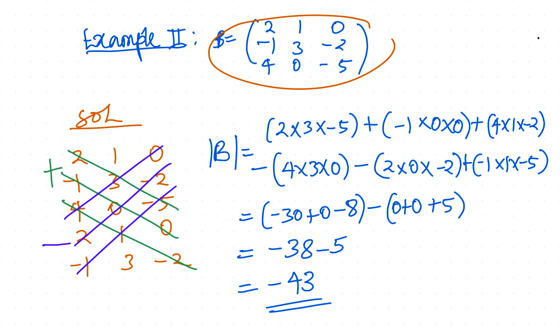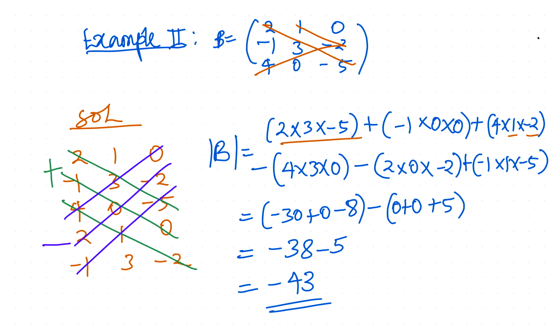Again, if you follow the normal rule, what do you get? You have 2, 3, minus 5. That's what you have here. Then 1, minus 2, 4. Then lastly, 0, minus 1, 0. You can see that can be pretty confusing, right? So that's why this other method is better.